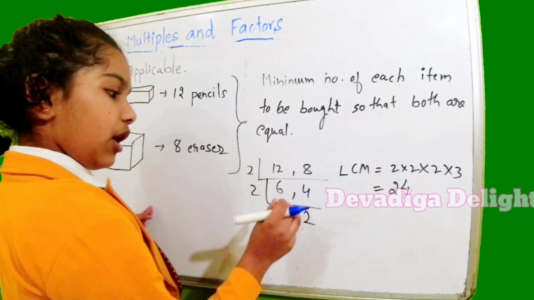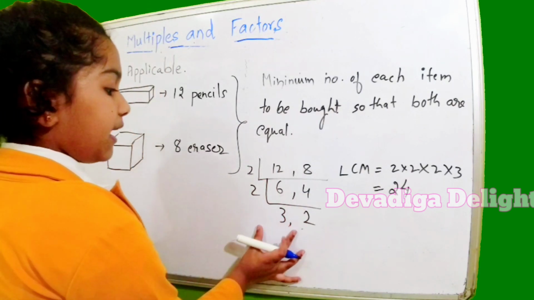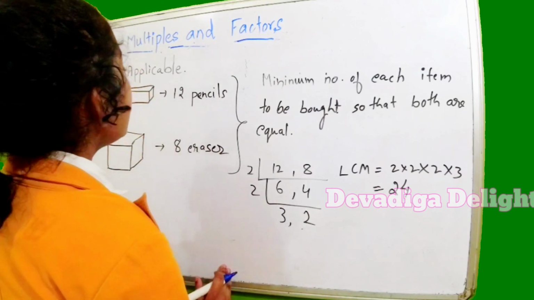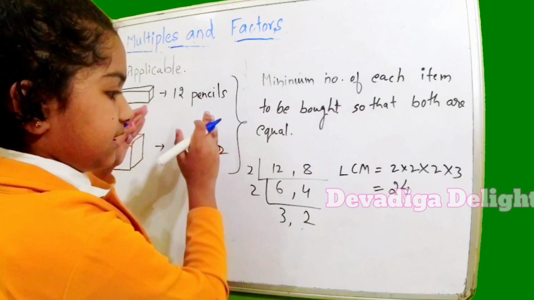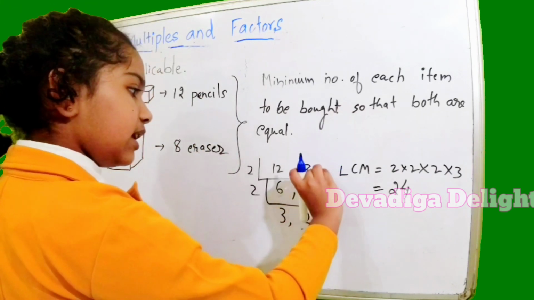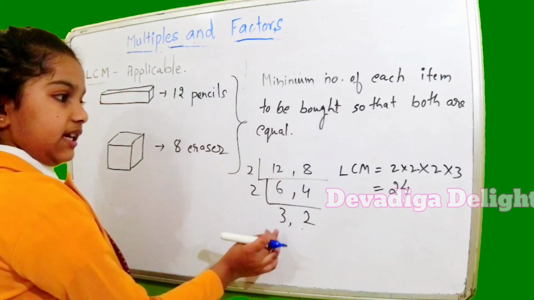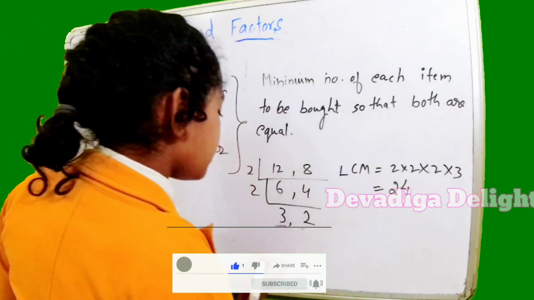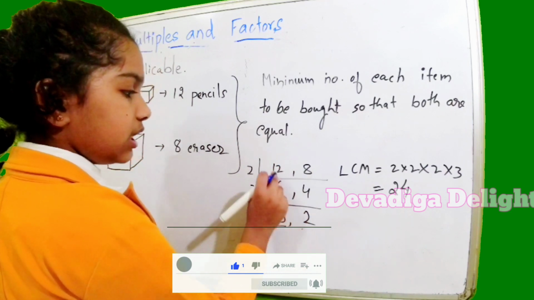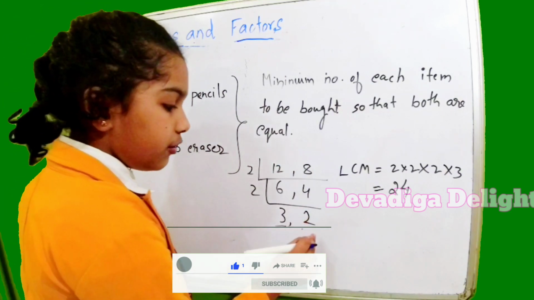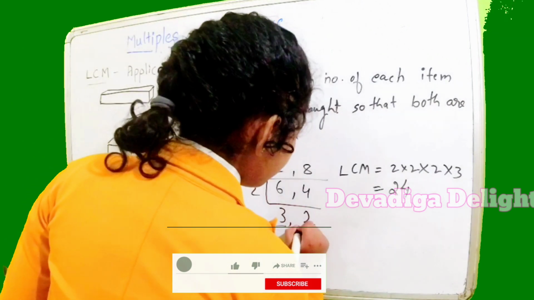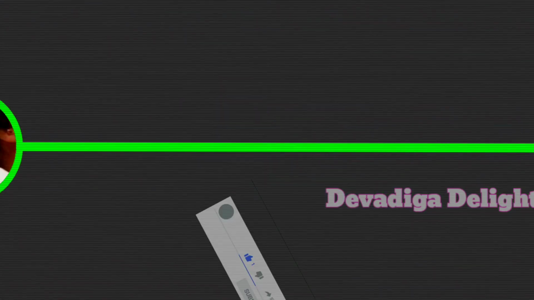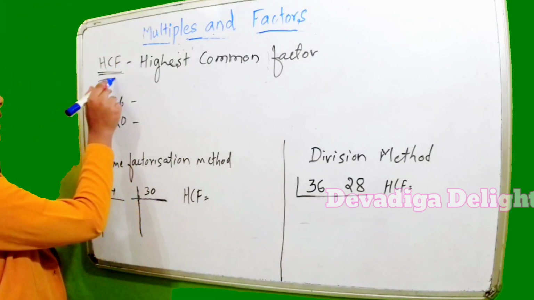And 24 is the number, and you have to buy 3 boxes of 8 erasers and 2 boxes of 12 pencils. You will see that here the opposite side of 8 is 3, so you have to buy 3. In that way also you can see. For 12, the opposite side is 2, so you have to buy 2 packets of 12 pencils. Now we will learn about HCF.